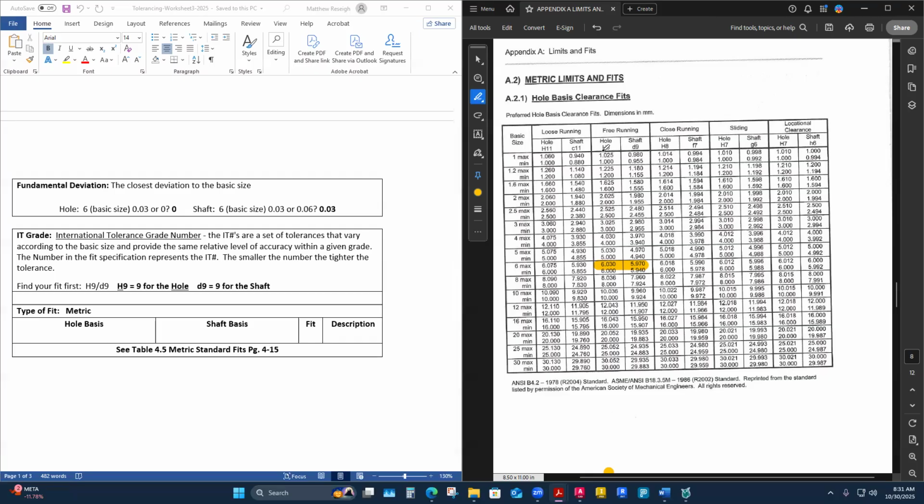They're not always the same. That happens to be the way they're designated in this fit. If you notice the next one over, it's an H8, F7 fit. So the IT numbers would be 8 for the hole and 7 for the shaft if you ended up in this column. That's the way this chart works. And this is the way mechanical drafting works sometimes when you're doing a research project.